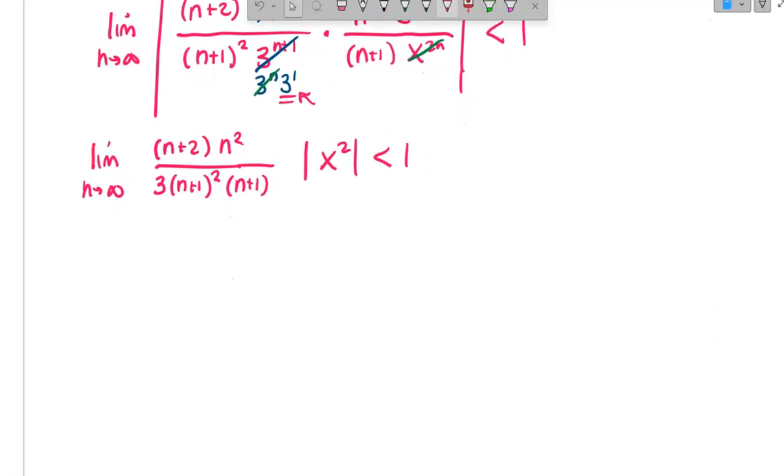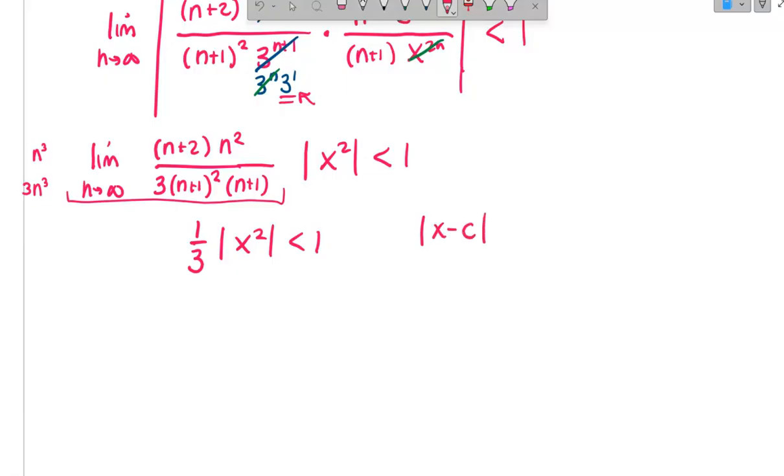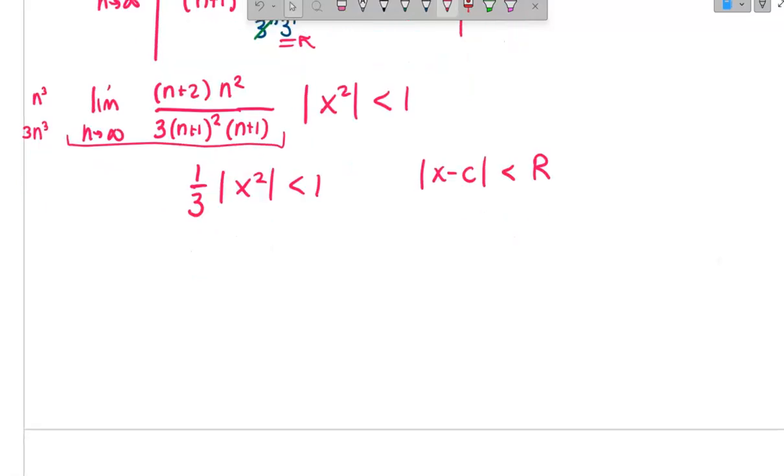Okay, we're almost done. This limit here, we have to look at our relative powers here. So it looks like in the numerator, the relative power is n to the third power, and also in the denominator, it's n to the third power, but there is this coefficient of 3. So when I take the limit as n approaches infinity, this is going to equal 1/3 times the absolute value of x squared less than 1. Remember, to have a radius of convergence, you need to have your absolute value of x minus c be less than, and that's going to be your r. So we need to keep that in mind as we're doing this.